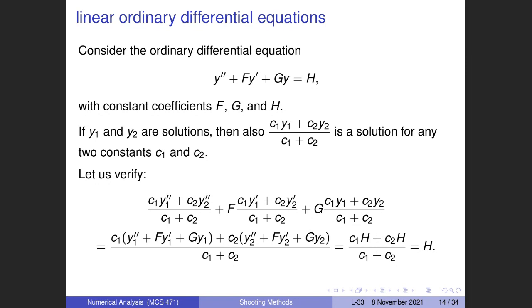Let's verify this. So we have the linear combination of the two solutions here, we plug it into the differential equation. And you can see that by regrouping and by using the fact that y1 is a solution, this gives H. If y2 is a solution, then we have H as well. And we now see why we have to divide by C1 plus C2. Otherwise, without this, we would have a right-hand side that is a linear combination of H. That is C1 plus C2 times H. We would obtain a multiple of H.